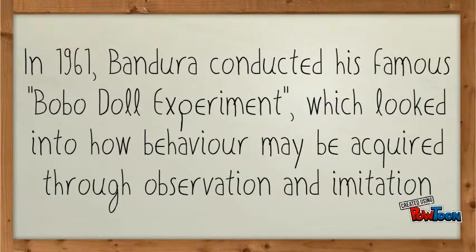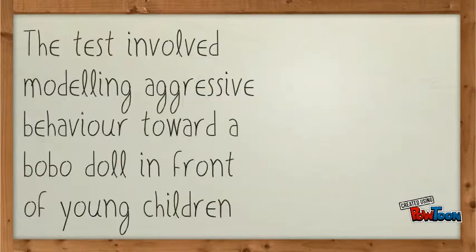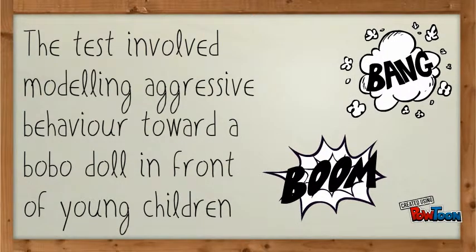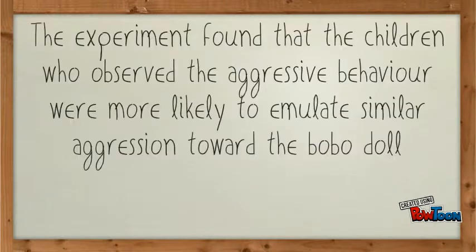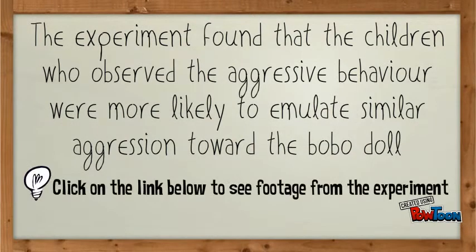In 1961, Bandura conducted his famous Bobo doll experiment, which looked into how behavior may be acquired through observation and imitation. The test involved modeling aggressive behavior toward a Bobo doll in front of young children. The experiment found that the children who observed the aggressive behavior were more likely to emulate similar aggression toward the Bobo doll.